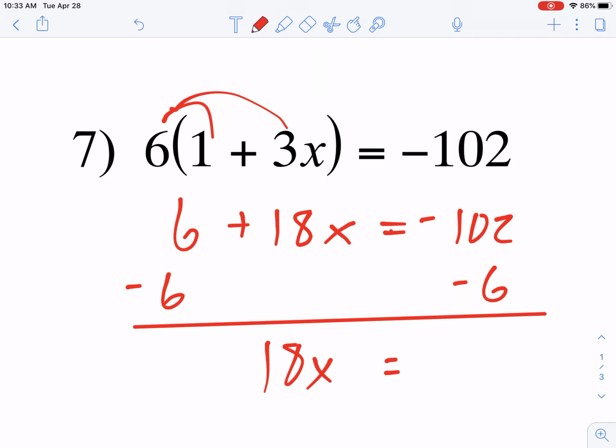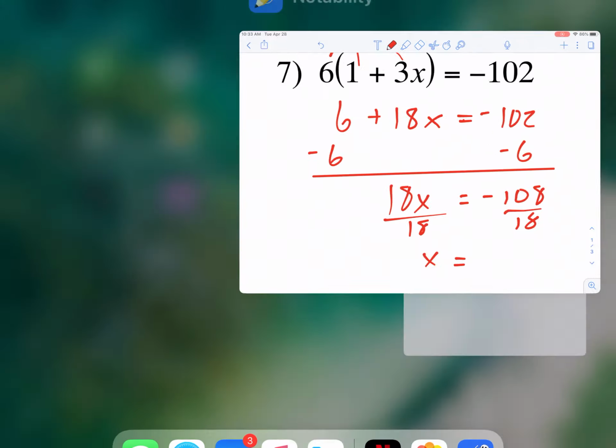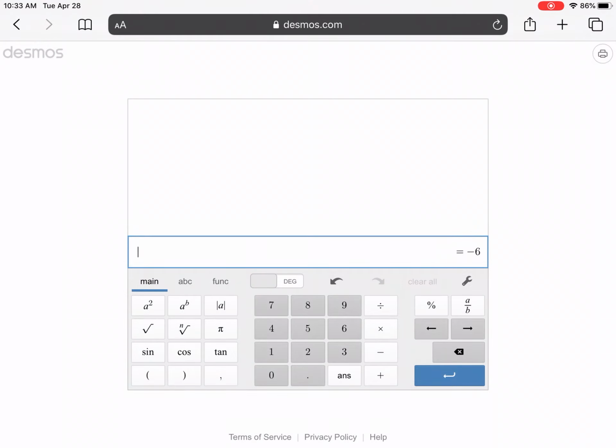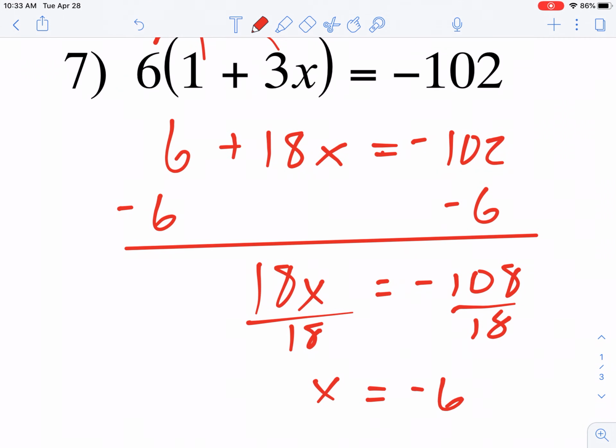Negative 102 minus 6 is negative 108. Divide both sides by 18 so we can get x by itself. The 18's cancel. X drops down. And negative 108 divided by 18, I believe it's 6, but we'll check just to be on the safe side. Negative 108 divided by 18 is equal to negative 6. Just enter in negative 6 as your answer.